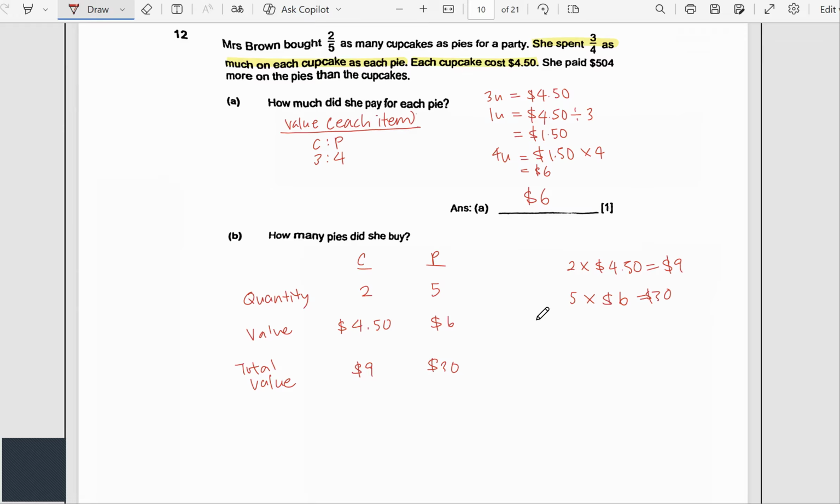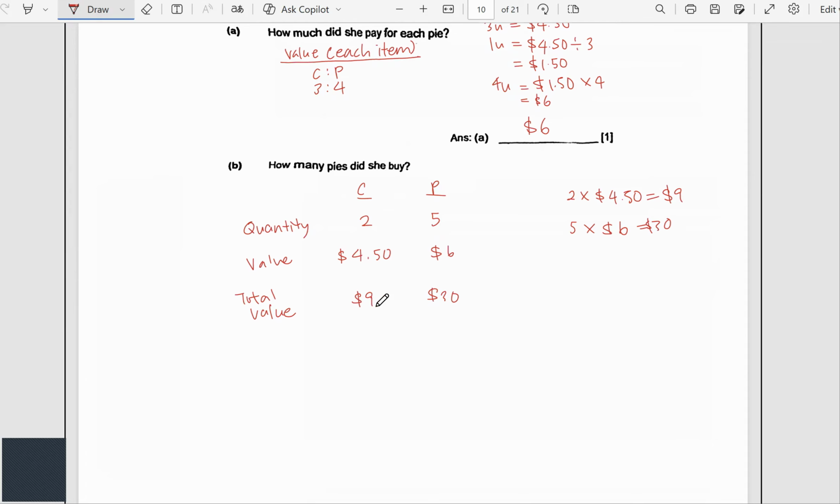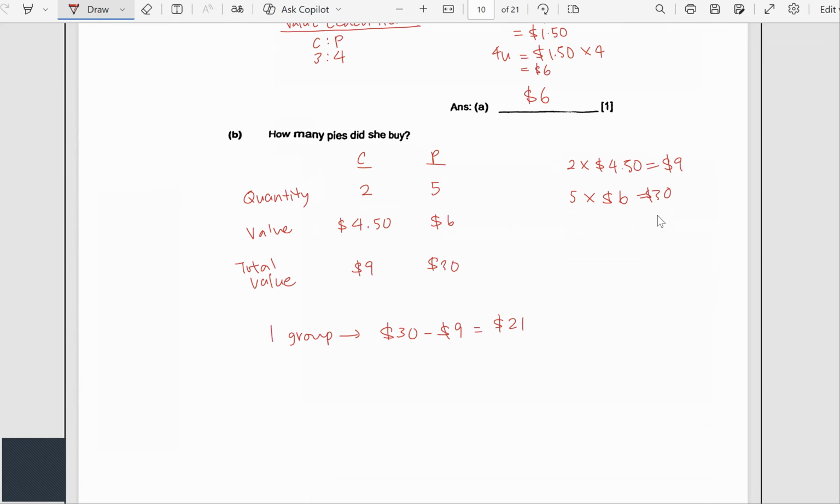So in one group, what do we need to find? 504 is the difference between the total value for the pies and the cupcakes. So I will find the difference between the total value as well. So in one group, I don't add, I find the difference. Since the question gave us difference, I'm only interested in the difference. That is $21. In one group, my difference is $21. But if we compare everything, the difference is supposed to be $504. So how many groups are there?